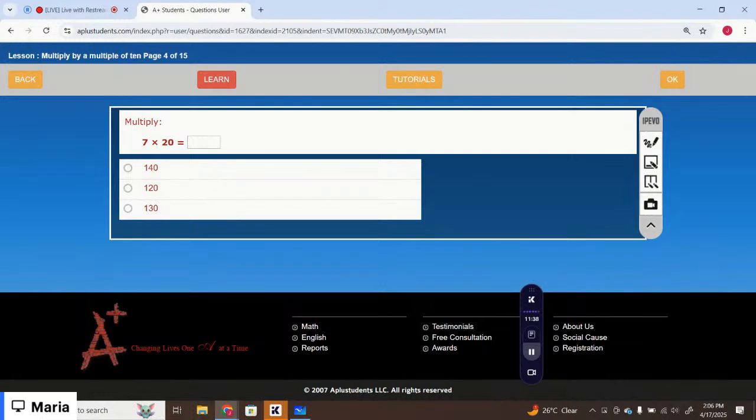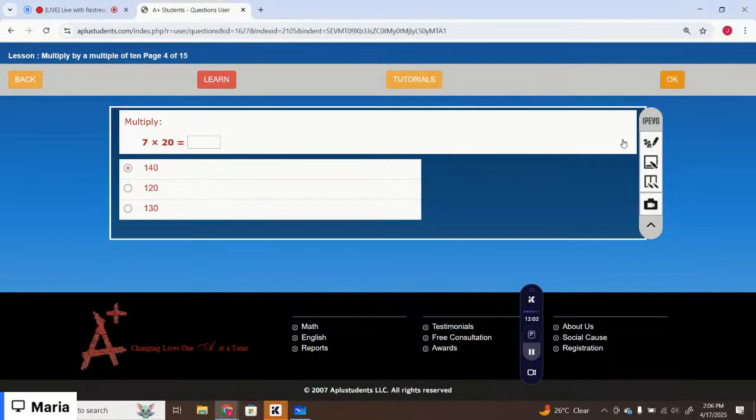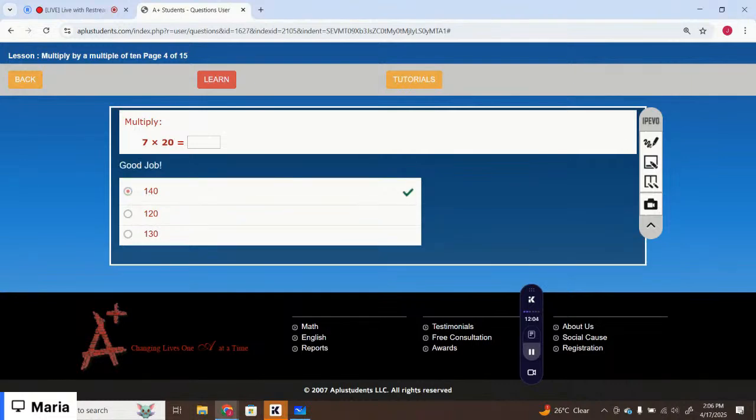7 times 20. So just multiply the non-zero values, that are 7 times 2. So 7 times 2 is 14. So then we have to add a 0. So that is 140. Option number 1 is the correct option. 7 times 20 is 140. Option 1 is the correct option.